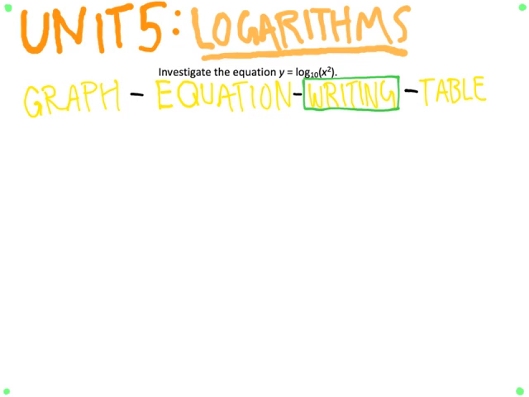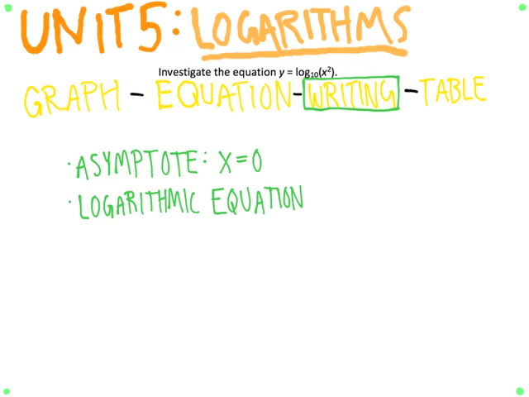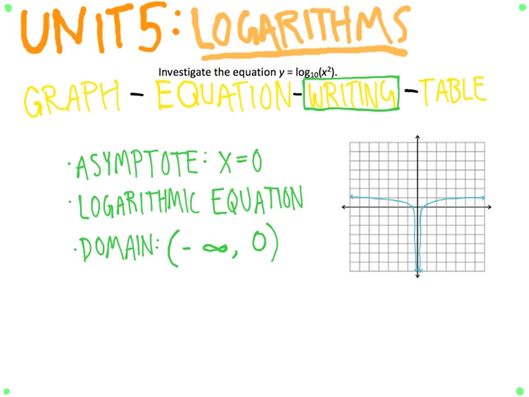Now that we have a graph, table, and equation, we can write about it. Well, we know the asymptote is at x equals 0. We also know that this is a logarithmic equation, which we know from looking at the equation in the beginning of the video. The domain of the graph is (-infinity, 0) because the graph extends forever in this direction and ends at 0. Remember, we use a parenthesis instead of a bracket because the graph doesn't actually include 0, it just ends at 0. Our domain is also (0, positive infinity) because the second part of the graph starts at 0. It doesn't include 0, but starts at 0 and goes on forever in the opposite direction.